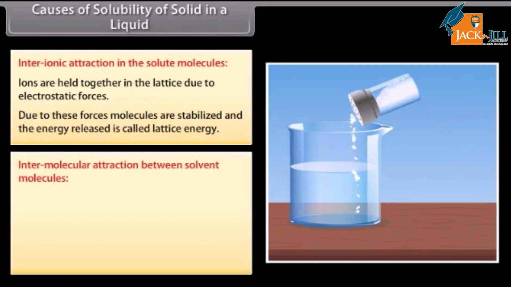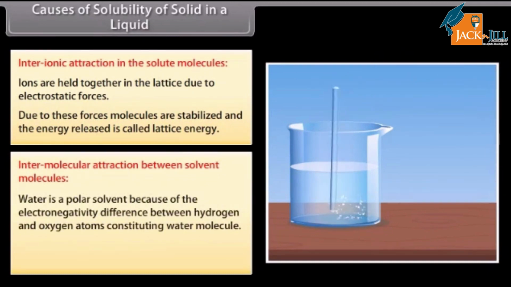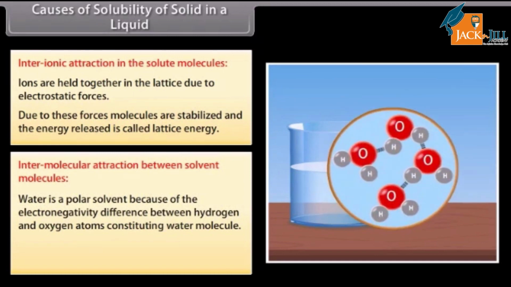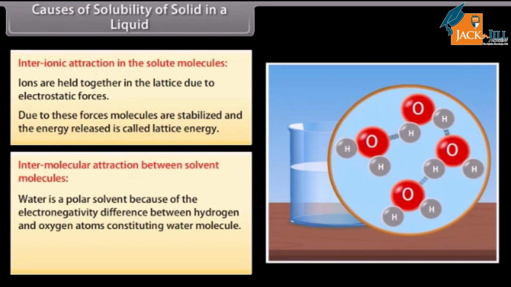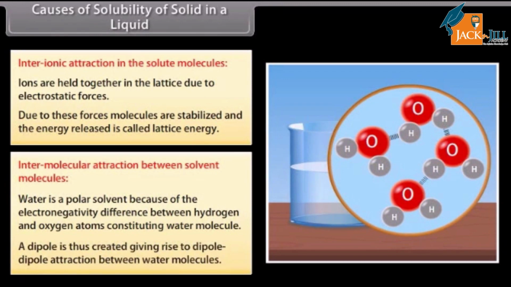Intermolecular attraction between solvent molecules. Water is a polar solvent because of the electronegativity difference between hydrogen and oxygen atoms, constituting the water molecule. A dipole is thus created, giving rise to dipole-dipole attraction between water molecules.